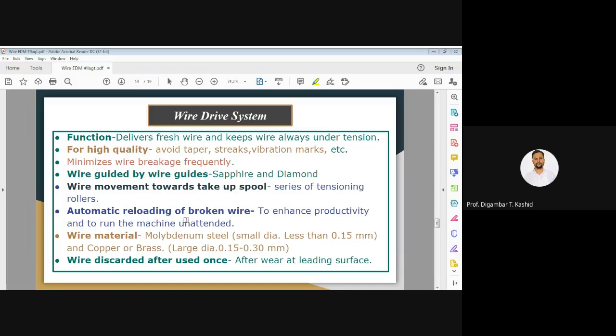The most important thing is the material of the wire. The wire material you can take as molybdenum steel, having a small diameter less than 0.15 mm. And if you use copper or brass, then you can use a larger diameter, 0.15 to 0.30 mm.